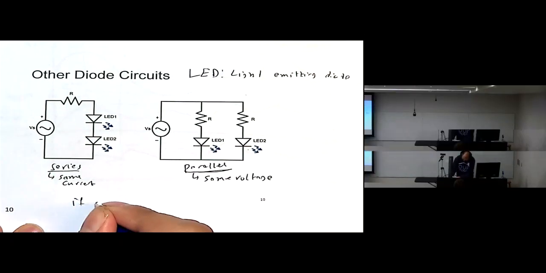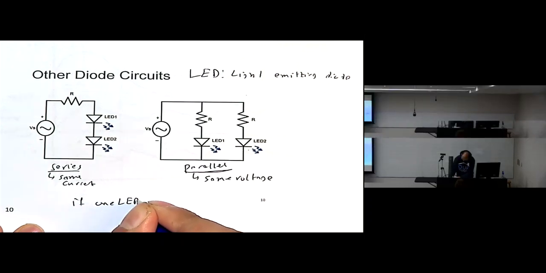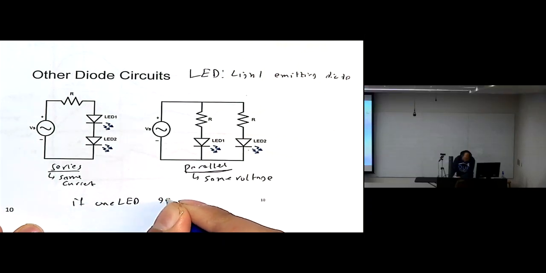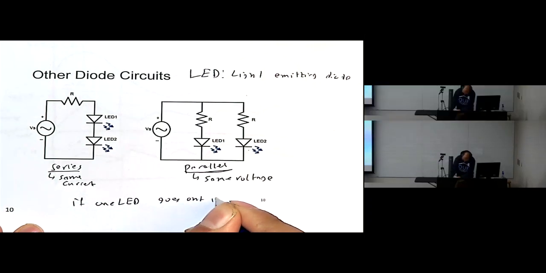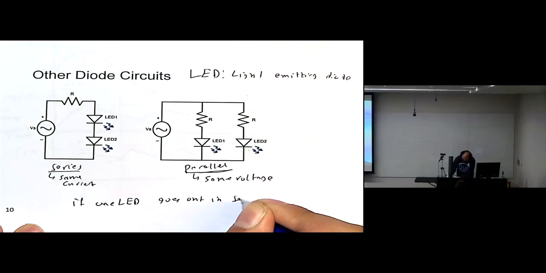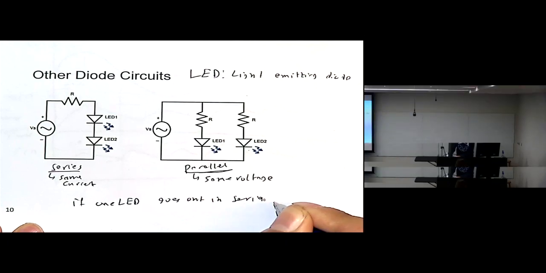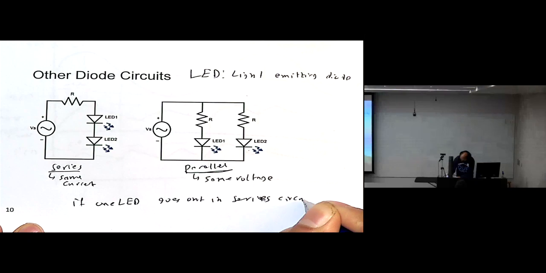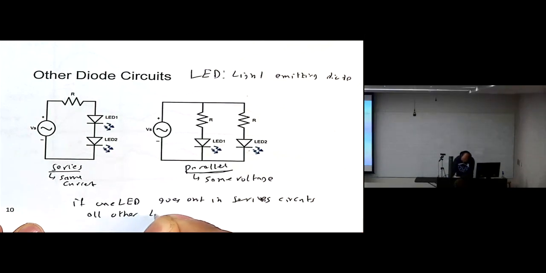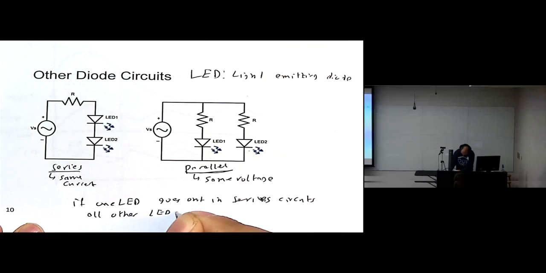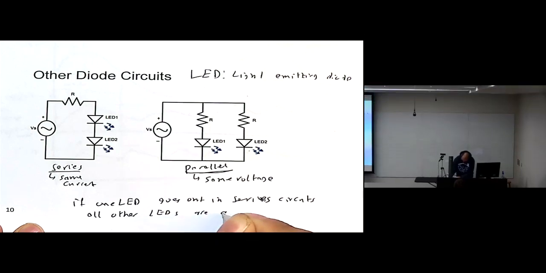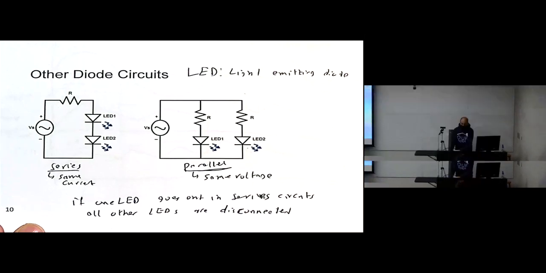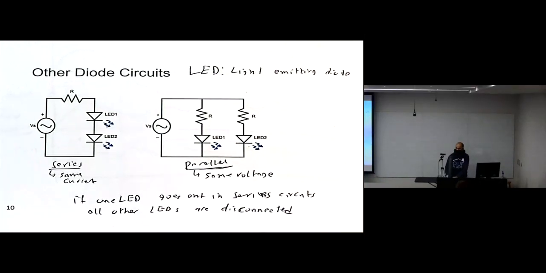So we can say if one LED goes out in a series circuit, all other LEDs are disconnected. So that's why we prefer parallel connection over series.